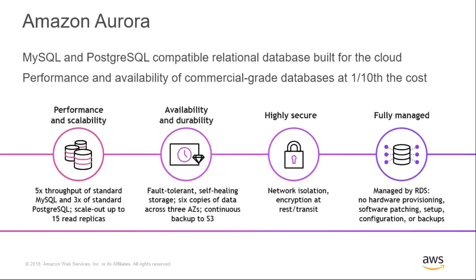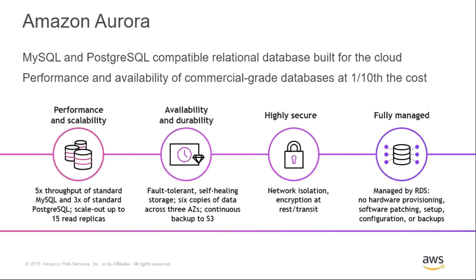Aurora is a relational database which we built to be MySQL and Postgres compatible. So it's completely compatible with these two very popular open source databases, except that they're faster. Up to 5 times faster than MySQL and up to 3 times faster than a typical Postgres database. So it basically gives you the performance and availability of commercial grade databases, the old school databases that people have been using for decades, like Oracle and Microsoft SQL Server, but much cheaper at 1/10 of the cost.